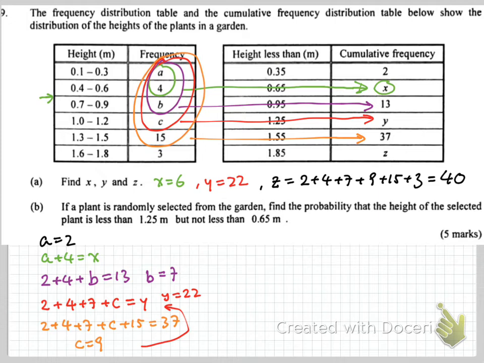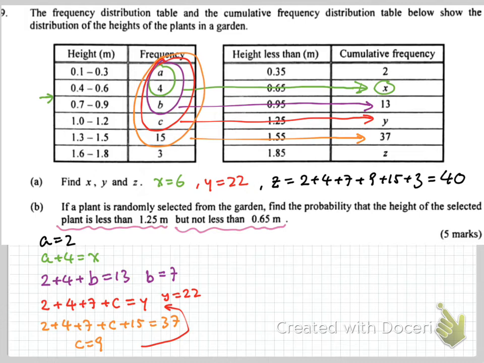Right, so this is how we navigate the cumulative frequency diagram. The probability comes in part B. Once again, it's about cherry picking. If a plant is randomly selected from the garden, find the probability that the height of the selected plant is less than 1.25, but not less than 0.65. So we have to think about what is the total frequency that meets this requirement.